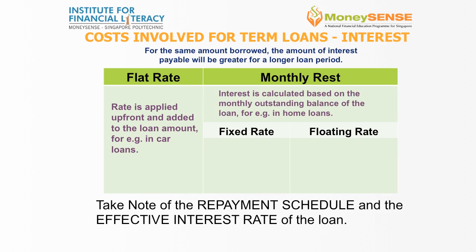Monthly rest term loans calculate interest on the outstanding balance of the loan. Commonly offered as home loans in the form of fixed rate or floating rate packages. Fixed rate of interest is payable throughout the lock-in period. The lock-in period means the period that lender will not change interest rates regardless of market fluctuations. It also means that the borrower cannot pay up earlier than the planned duration without attracting penalty charges.